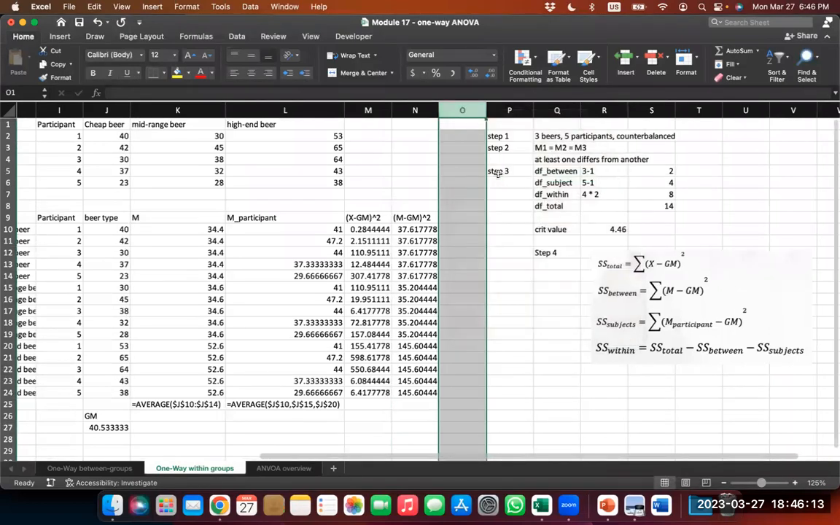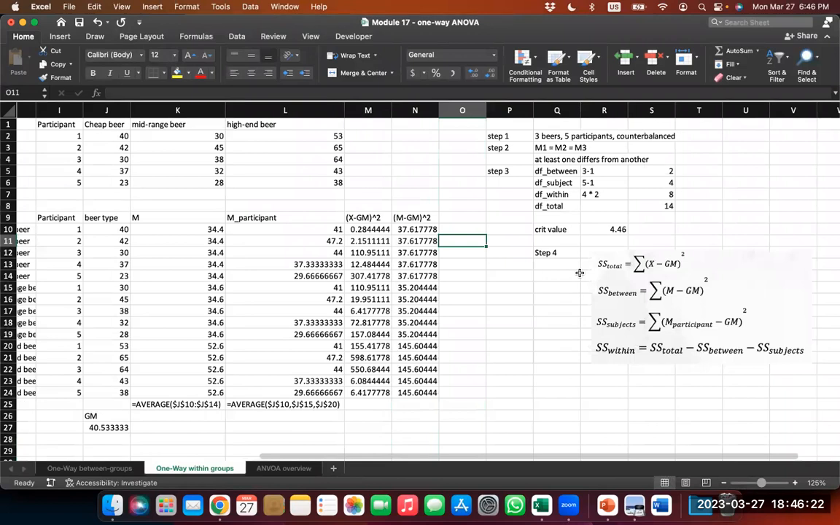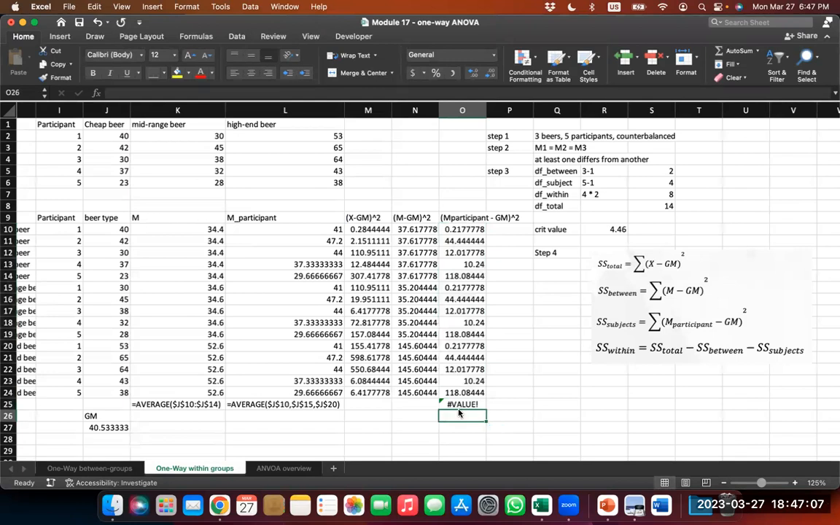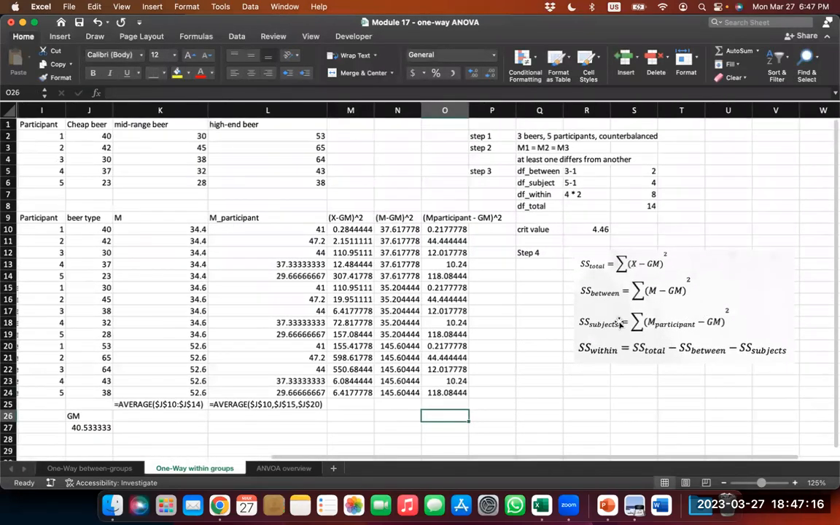And now, lastly, we're calculating the sum of squares subject. So m participant minus the grand mean, and that gives us an idea how much the subjects differ from the grand mean. And the grand mean becomes your constant that basically never changes, but this becomes your reference point. This becomes your anchor point to quantify your variability. So if you do m participant minus gm squared, that gets you now to m participant minus gm squared. Okay, so that's the difference now. That's your sum of squares subject.